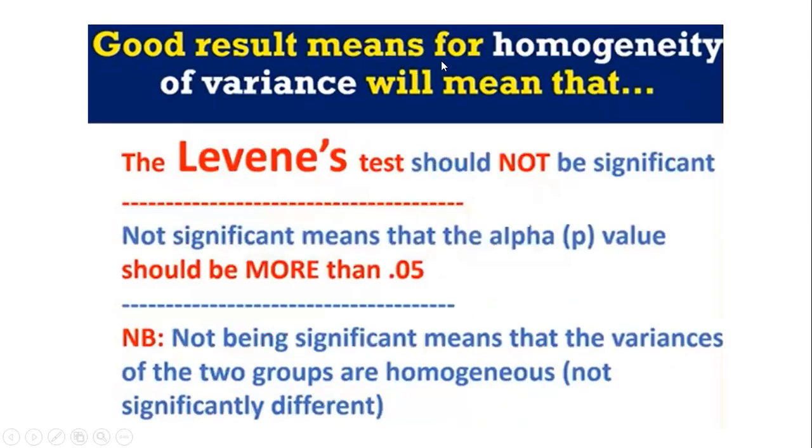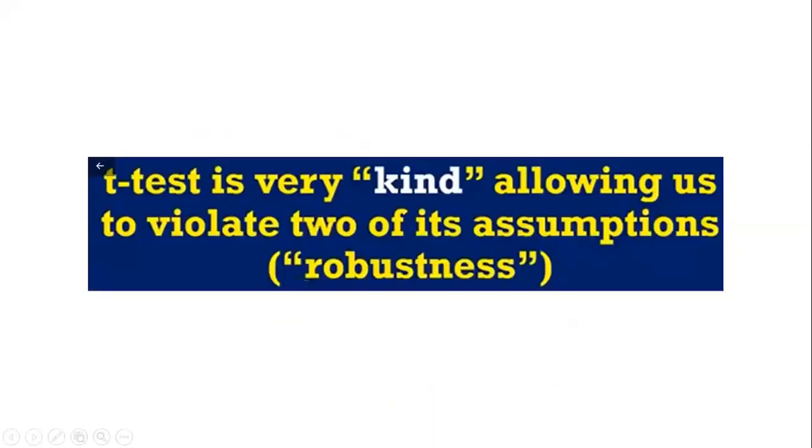To test for homogeneity, or variance, you look at the Levene's test, and this also should not be significant. When we say it is not significant, we mean that the variances of the 2 groups are homogeneous, that is, not significantly different. Once you have passed the test, you can go on to conduct your t-test.